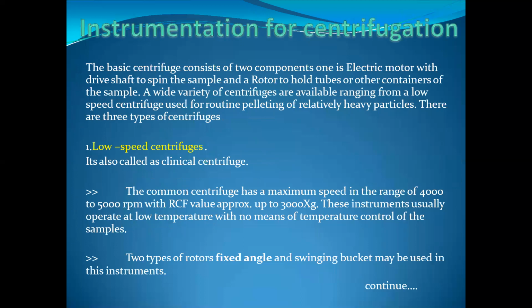Then, instrumentation for centrifugation. The basic centrifuge consists of two components: one is an electric motor and the driven shaft to spin the sample, and the other is a rotor to hold tubes or other containers of the sample. A wide variety of centrifuges are available, ranging from low speed centrifuges used for routine pelleting of relatively heavy particles, and there are three types of centrifuges.